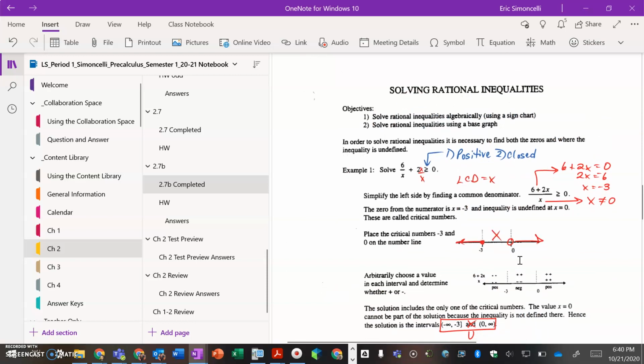Because there's going to be a variety of problems that you're going to encounter, very much like what we've seen on the very last problem there. Objectives. First, solve rational inequalities algebraically. They say use a sign chart. We've seen sign charts in the past.